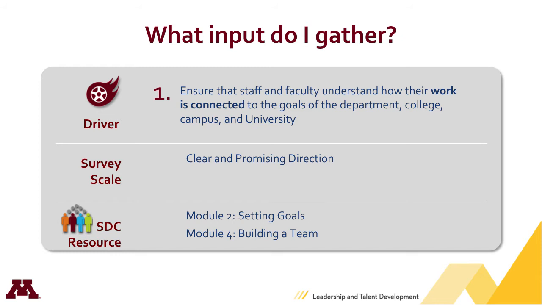So on this and the following 9 slides, you'll see a reference to tools available on the Supervisory Development course website to help you. For example, Module 2 has tools on setting goals, and Module 4 has tools on building a team. These tools can help you ensure that there is understanding and personal connection to the organization's strategy and goals. Also, each slide will show you the name of the corresponding scale on the university's engagement survey. For example, this one is called Clear and Promising Direction.